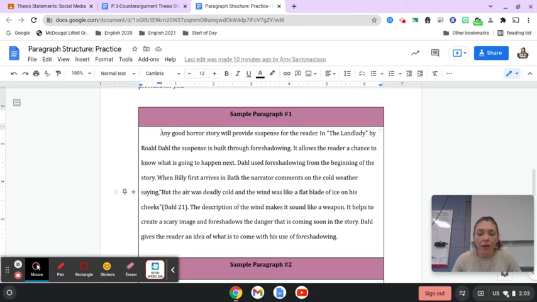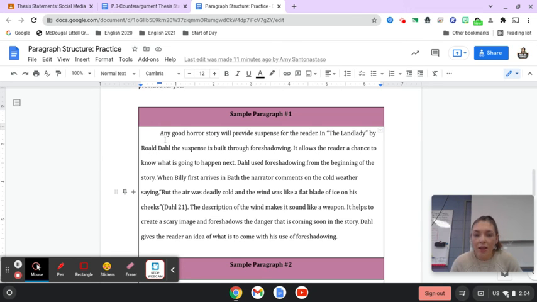So within here, let's see, any good horror story will provide suspense for the reader. In The Landlady by Roald Dahl, the suspense is built through foreshadowing. It allows the reader a chance to know what is going to happen next. Dahl uses foreshadowing from the beginning of the story. When Billy first arrives at Bath, the narrator comments on the cold weather, saying, "But the air was deadly cold, and the wind was like a flat blade of ice on his cheeks." The description of the wind makes it sound like a weapon. It helps to create a scary image and foreshadows the danger that is coming soon in the story. Dahl gives the reader an idea of what is to come with his use of foreshadowing.